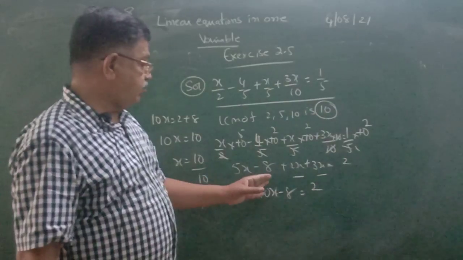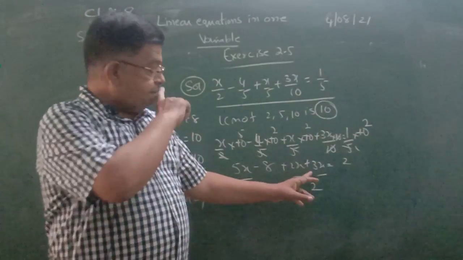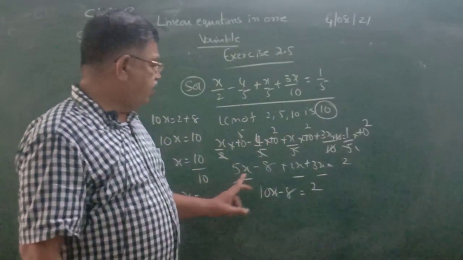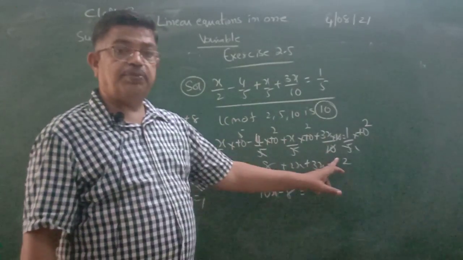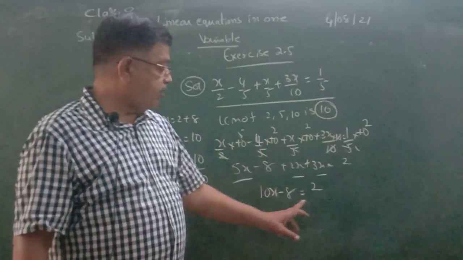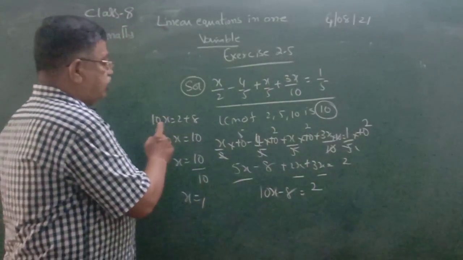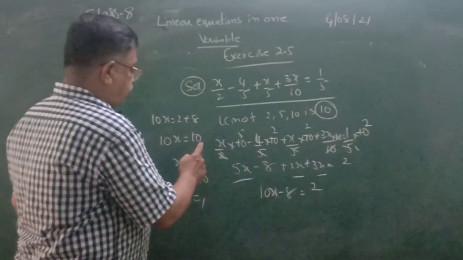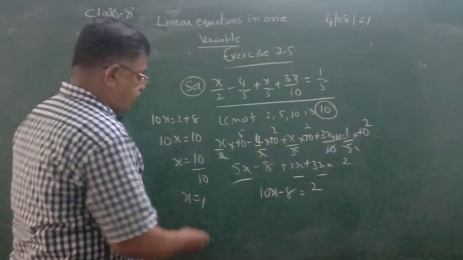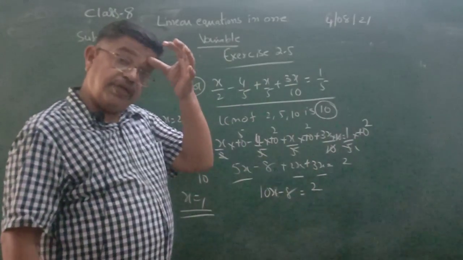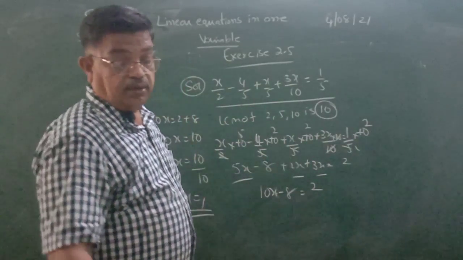So 5x minus 8 plus 2x plus 3x is equal to 2. Add like terms. 5x plus 2x, 7x, 7x plus 3x, 10x, minus 8 is equal to 2. Transpose minus 8 to the other side. 10x is equal to 2 plus 8, 10x equal to 10, and x equal to 10 by 10, and we got the value of x equal to 1. So in all these we are solving for the value of the variable.